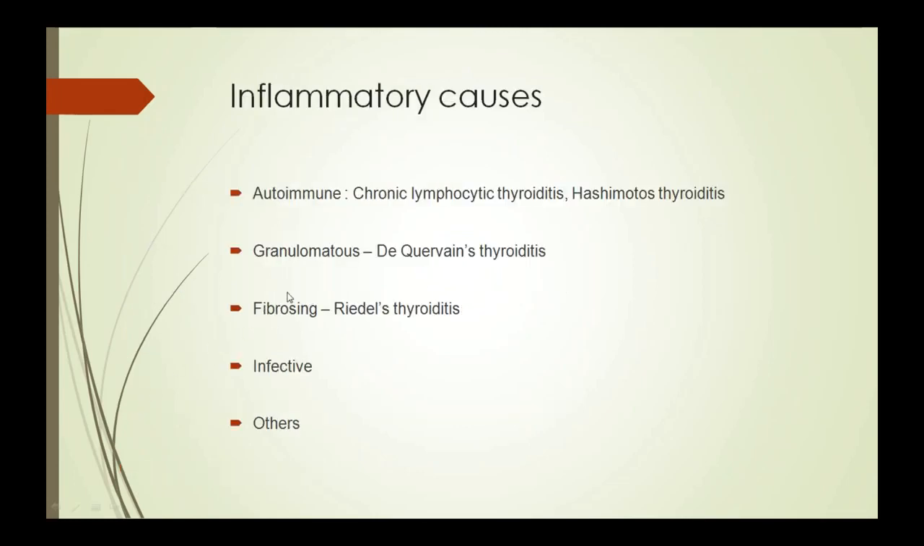Okay, we mentioned that there is an inflammatory cause as well, right? So these are the usual inflammatory causes. There could be autoimmune causes like Hashimoto's thyroiditis or chronic lymphocytic thyroiditis, granulomatous as in De Quervain's thyroiditis, fibrosing that is Riedel's thyroiditis, and infective and other causes of inflammatory thyroiditis.